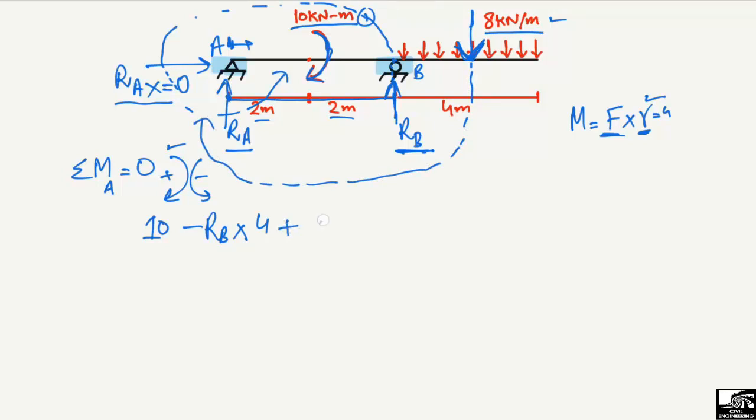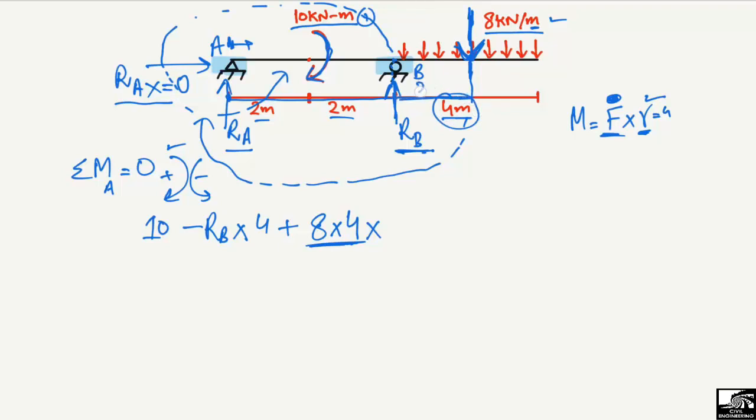So it's equal to 8, multiplying it with the distance over which it is distributed. 8 kilonewton per meter is distributed over the length of 4 meter, so it will be multiplied with the 4. This is the force we have, and the moment arm will be the distance from this point, because this force, 8 into 4, means there is a point load now, and it will act at the center of this distribution. So we have to take the half of this 4.